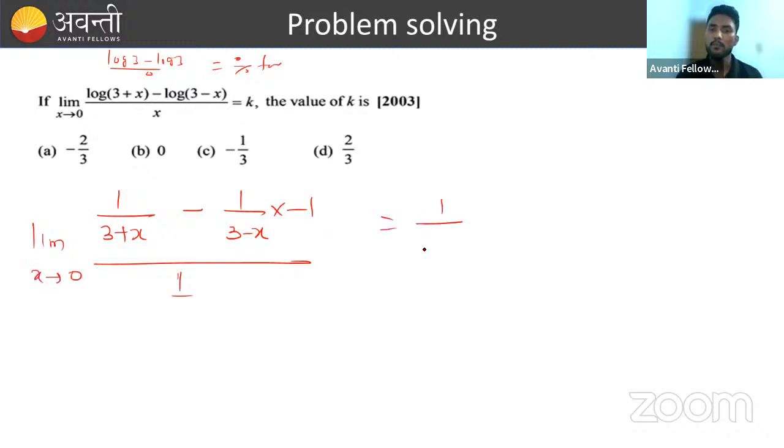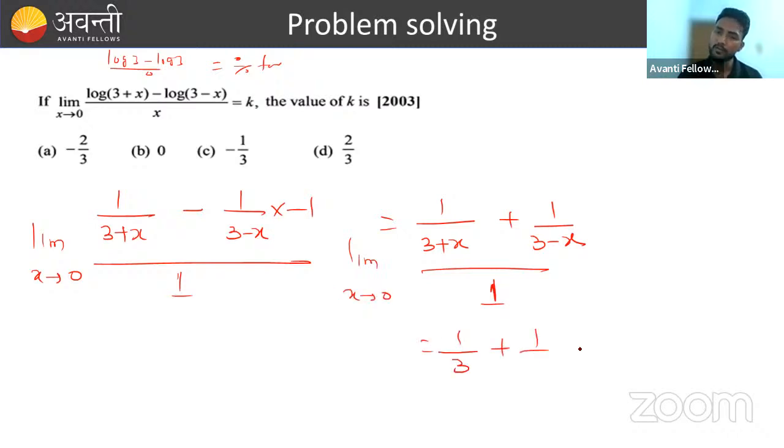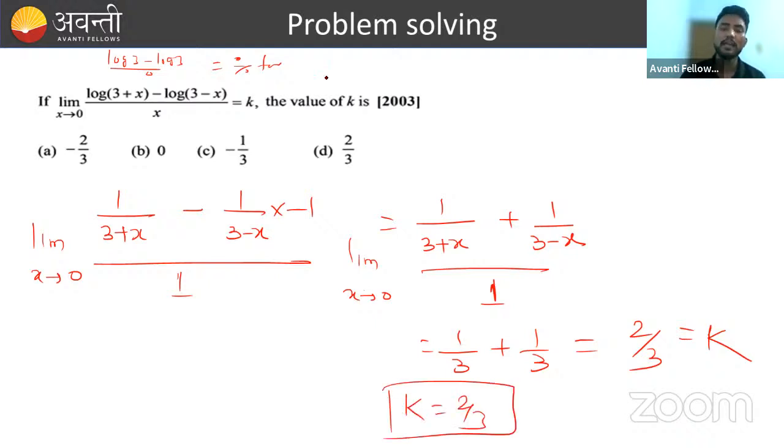So it is 1 by 3 plus x minus 1 by 3 minus x divided by 1. After putting limit x tending to 0, what we are getting? It is 1 by 3. It is also 1 by 3. So it is 2 by 3. And it is given as k. So what is the value of k? It is 2 by 3. So as simple as that. Okay. Very easy.